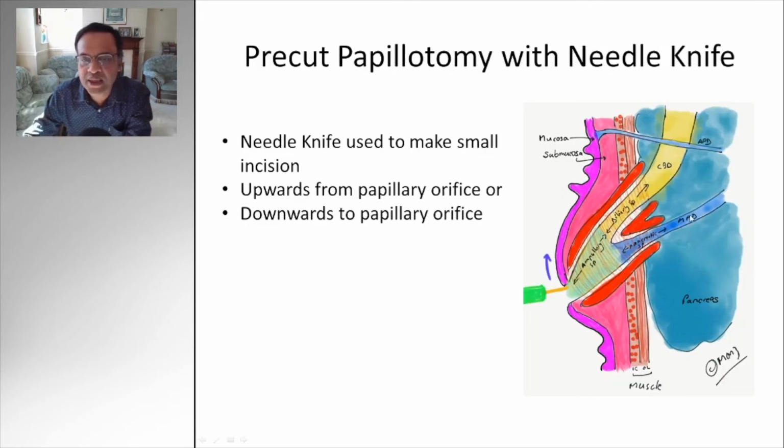First, we have Precut papillotomy with a needle knife. In this technique, we use a needle knife to make a small incision at the papillary orifice. This incision can be made either in an upward direction, starting at the papillary orifice and moving the knife upwards, or alternatively it can be made in a downward direction, starting just above the papillary orifice and cutting downwards. The idea is to widen the entrance of the papillary orifice, thereby facilitating insertion of a wire or a cannula into the bile duct.